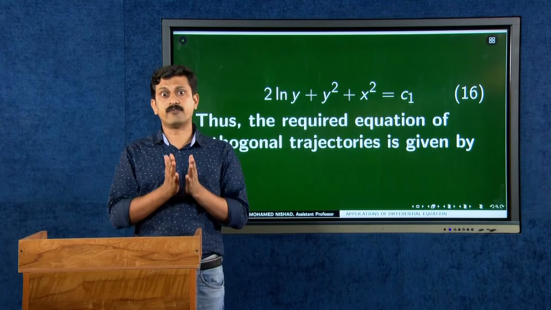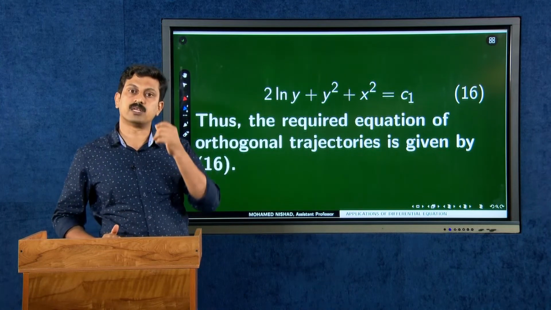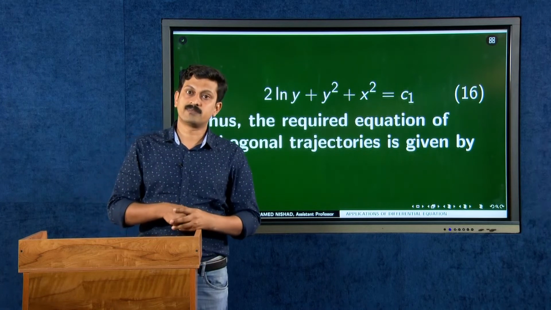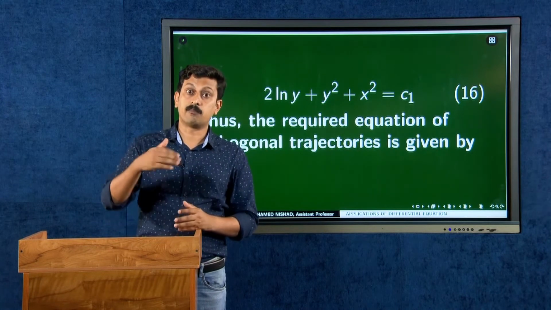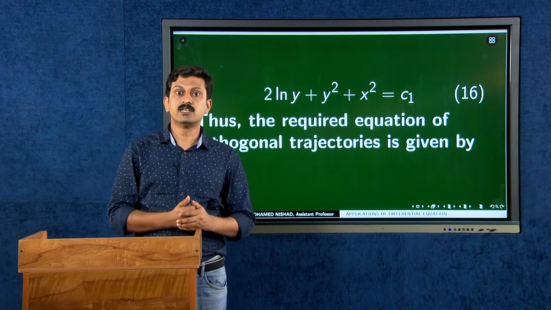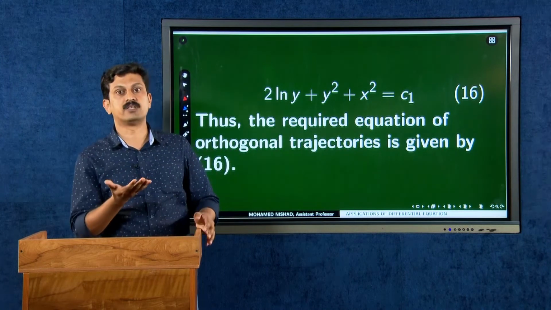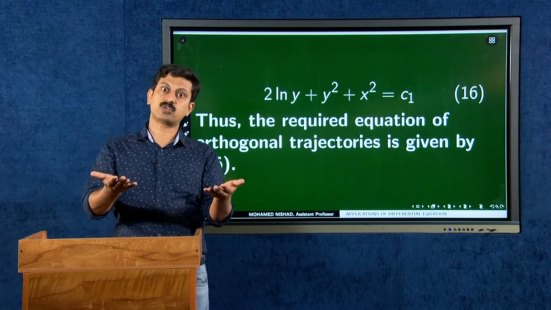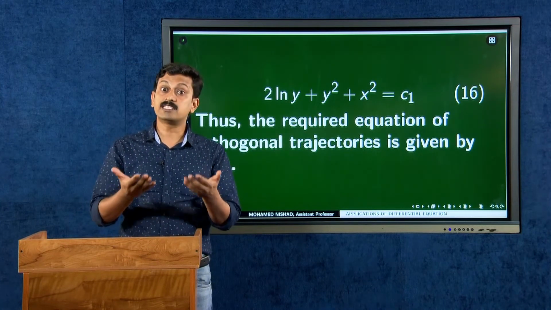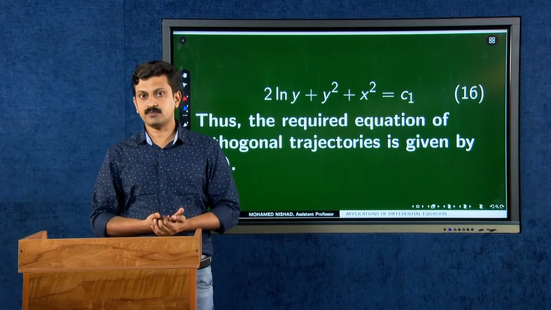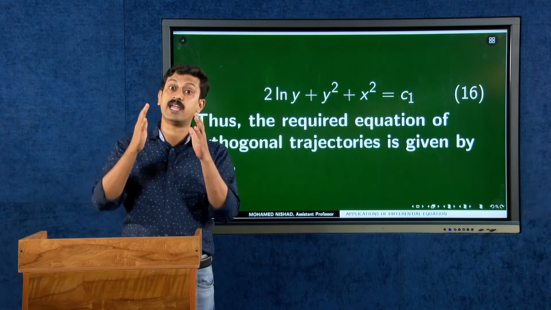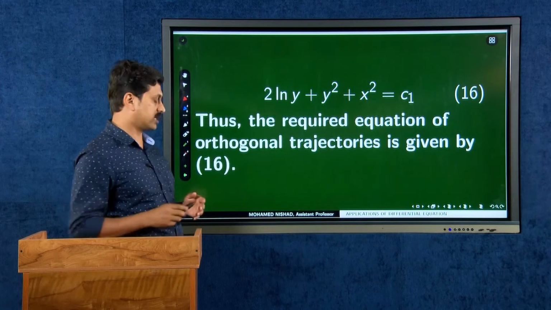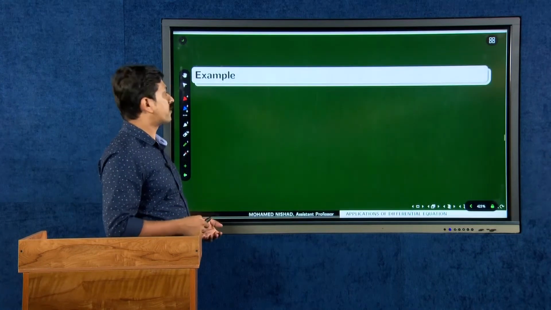So, we will get the differential equation corresponding to the given family of curves and we then just replace dy by dx by minus 1 by dy by dx. So, we will get a new differential equation. While solving that new differential equation, you will get the solution of the new differential equation, that is the family of curves. They are the orthogonal trajectories of the given family of curves. That is the method to find this.